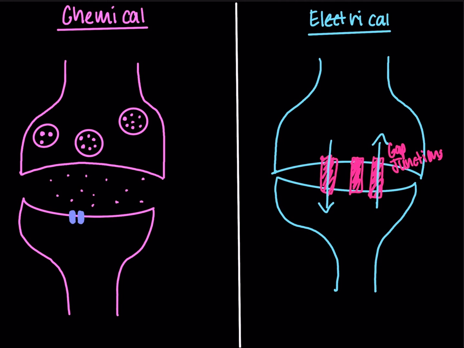Electrical synapses, however, are physically connected through gap junctions. The electrical impulses, or signals, travel through the gap junctions and essentially reach the other side, which is the postsynaptic terminal. Electrical synapses are faster than chemical synapses, and they have something that's known as bidirectionality, which is a feature that chemical synapses do not possess.